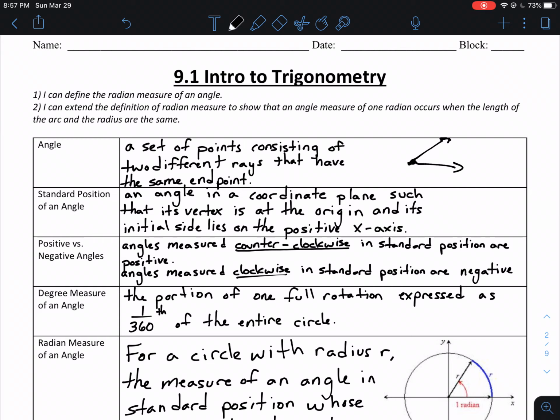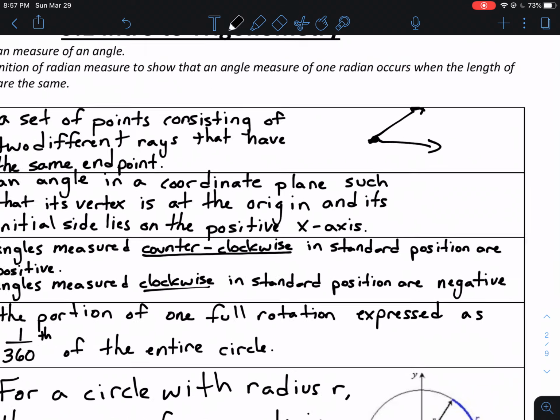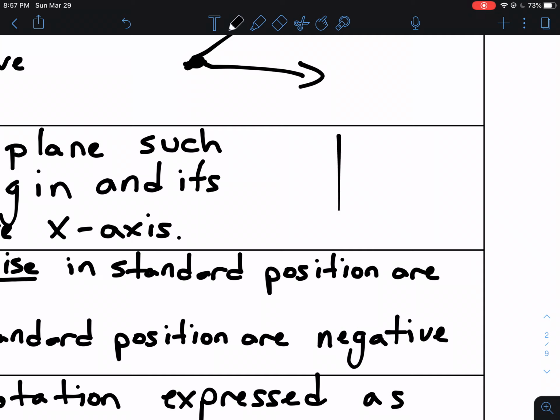Now we do have some special types of angles. In fact, we've got what's called the standard position of an angle. So that is an angle in a coordinate plane such that its vertex is at the origin and the initial side lies on the positive x-axis. So to give you an example of what that looks like, the first part of this says that it has to lie in a coordinate plane. When we talk about coordinate plane, we're talking about an xy plane, or a grid is essentially what we're looking at, or a graph.